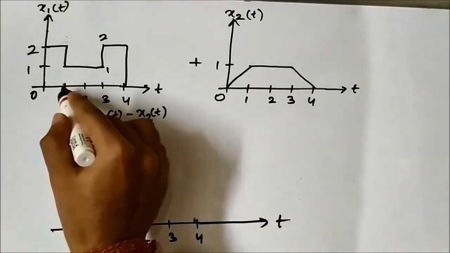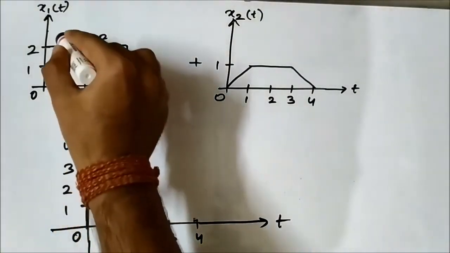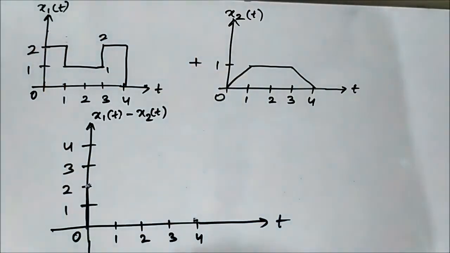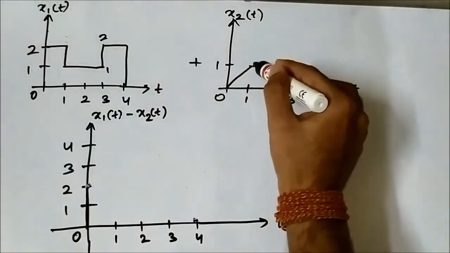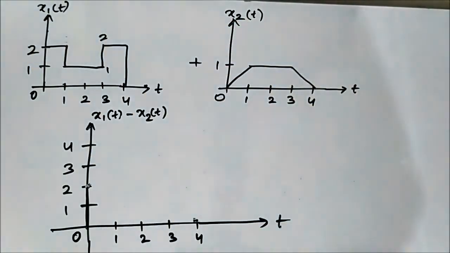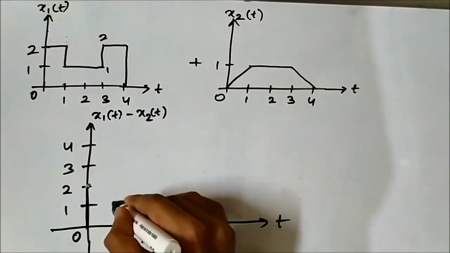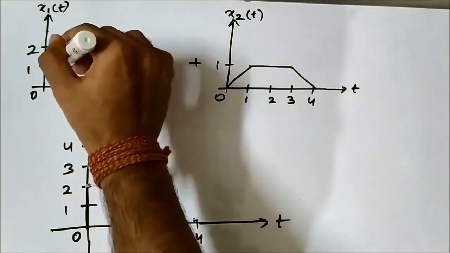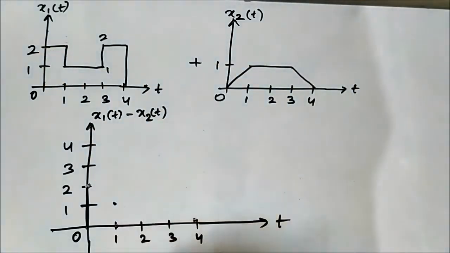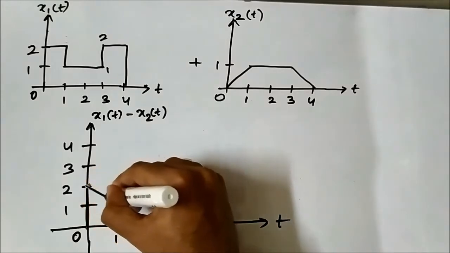Then at t equals 1, again x1(t) has two values because there is a sharp downward transition from 2 to 1. So we have to consider both of them. For 2, here at t equals 1, x2(t) is 1. So for 2 it will be 2 minus 1, which is 1. And for the final value 1, if we subtract 1 from this one, it will be 0. So it will look something like this.